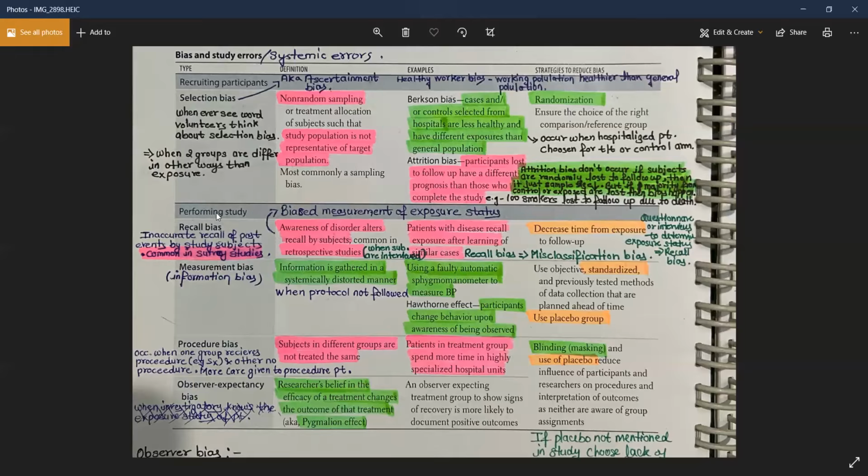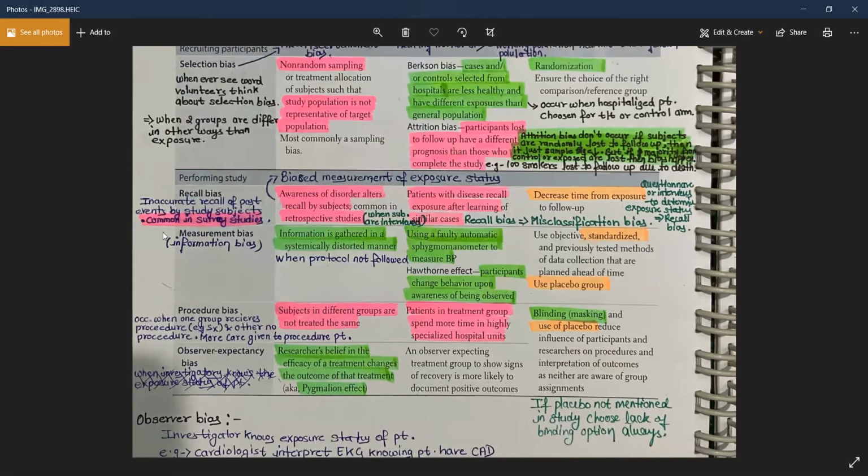All the individuals who have cancer are more likely to recall their exposure status, that yes, I smoked 50 years back or 20 years back. But all the individuals who do not have cancer are less likely to recall their exposure status 20 years back, especially if I'm asking, right? So it will deviate the data of my study. And this is known as recall bias. Okay.